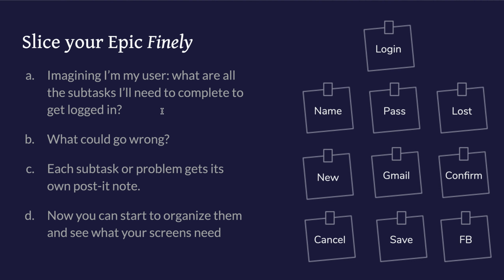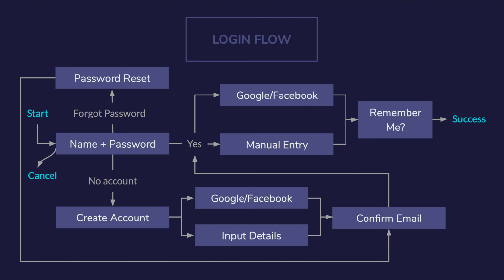And I do this by imagining that I'm a user and thinking, what could go wrong? For each of the tasks that the user has to complete, I create a post-it note. Once I've got them all listed, I can start moving them around and rearranging them, adding new ones, taking away duplicates, and grouping them together. And then I can start to see how the flow might work.